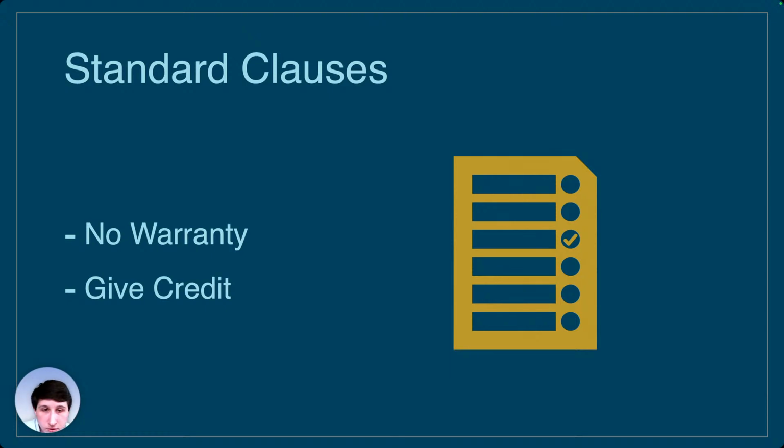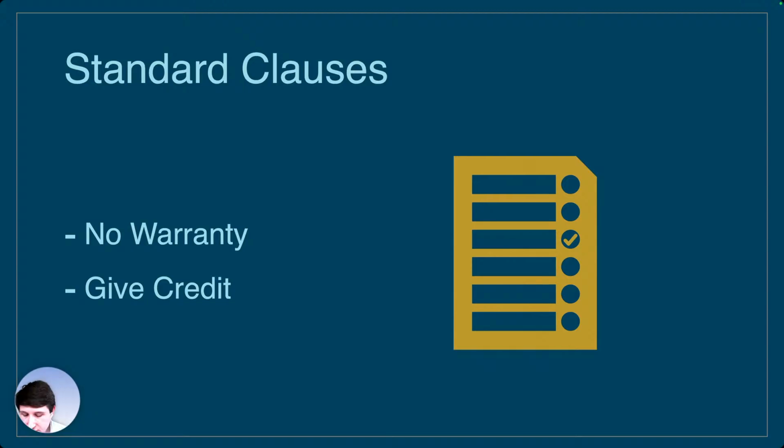The other standard clause you'll see in most of the licenses, but not all of them, but it's in the vast majority, is giving credit. So what this means is if you include this open source software in your piece of software, even if your software is proprietary, you somewhere in your software need to acknowledge that it includes that open source software.